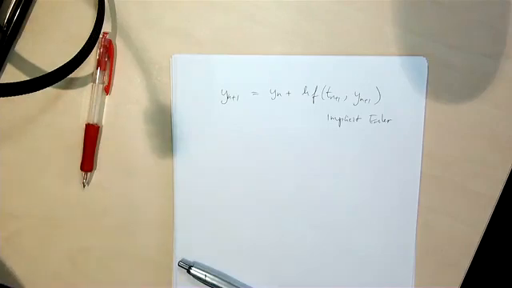Okay? For the trapezoidal rule, then you have h over 2 times f of t_n, y_n plus f of t_(n+1), y_(n+1). Okay, I will fix the typo, just the name. But you see the caption here is correct. The caption here is trapezoidal method.